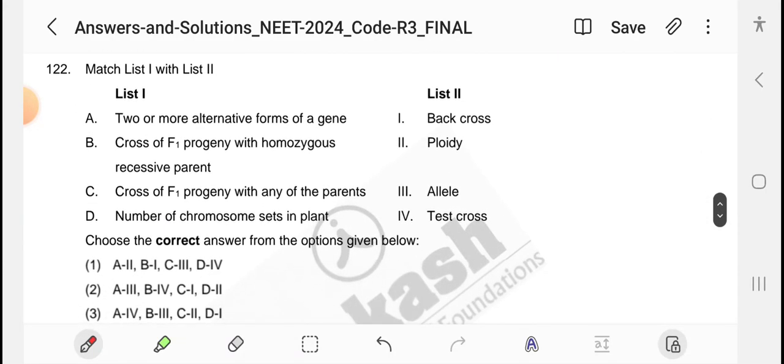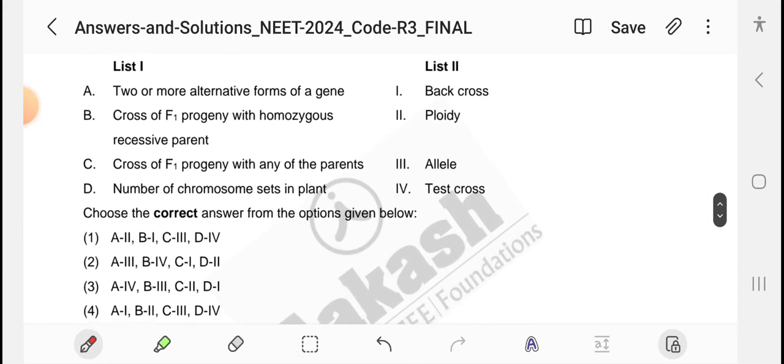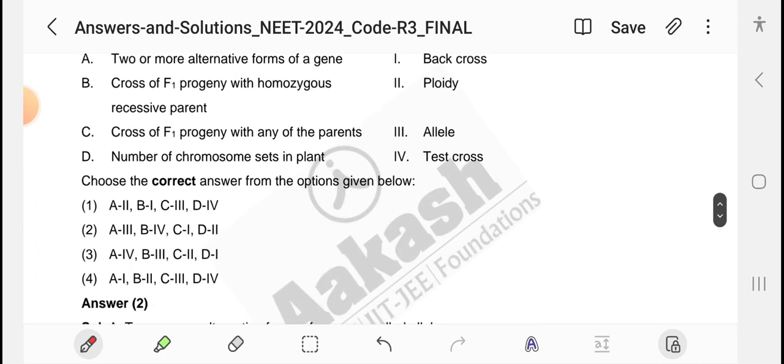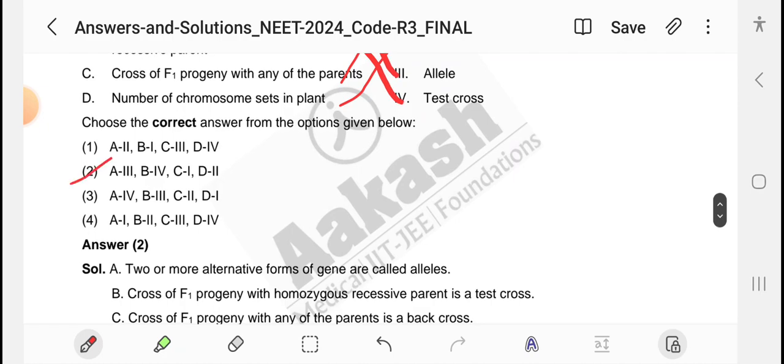So your next question, match list 1 with list 2. So 2 or more alternative forms of a gene would be an allele. Cross of F1 progeny with a homozygous recessive parent would be a test cross. Then cross of F1 progeny with any of the parents would be a back cross. Number of chromosome sets in a plant would be ploidy level. So your correct option is option number 2.